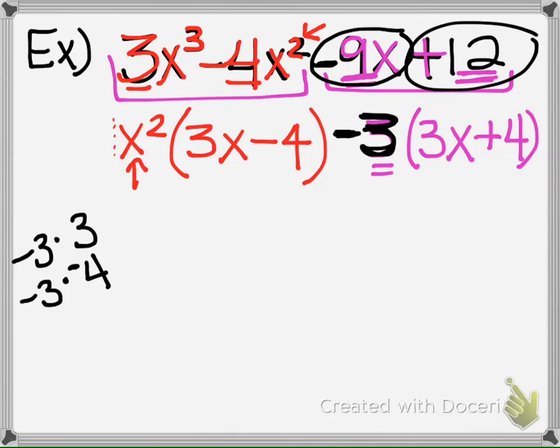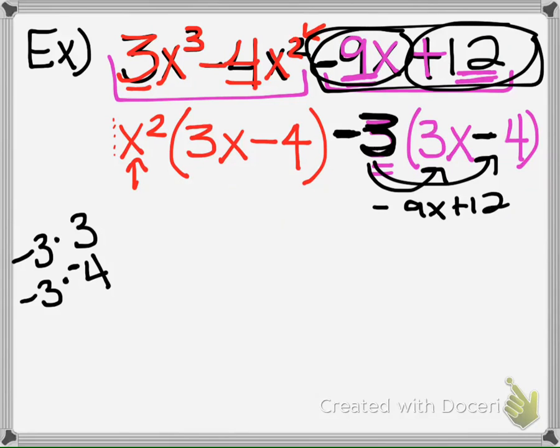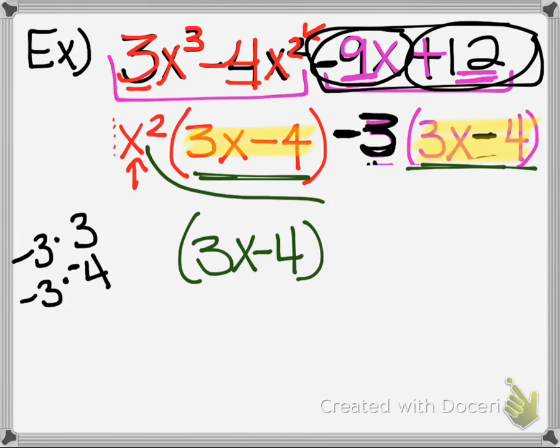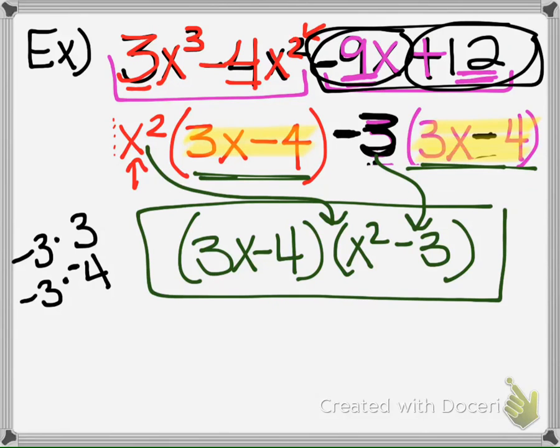So we need to change this to a negative 4. So that again, then you would have negative 9x plus 12, which is what we have up here. Okay, now that these are the same, then we're going to factor it out since they have it in common here. And then we're going to put the x squared and the negative 3 together. And that is our factored form.